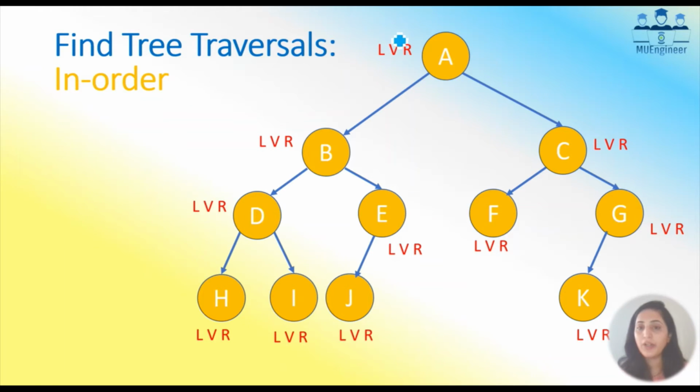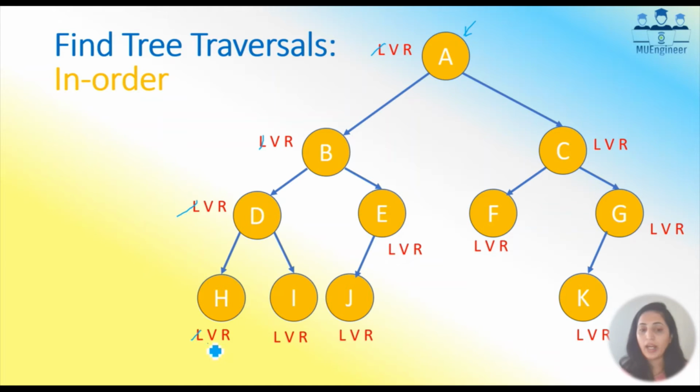So here we start with the root node first. So here it says first go to the left child. That means I am not printing A, I am just going to the left. Here I reach B. B says go to the left. Again it says go to the left. At D it says go to left. So I am going to H. H says go to left. There is nothing on left.